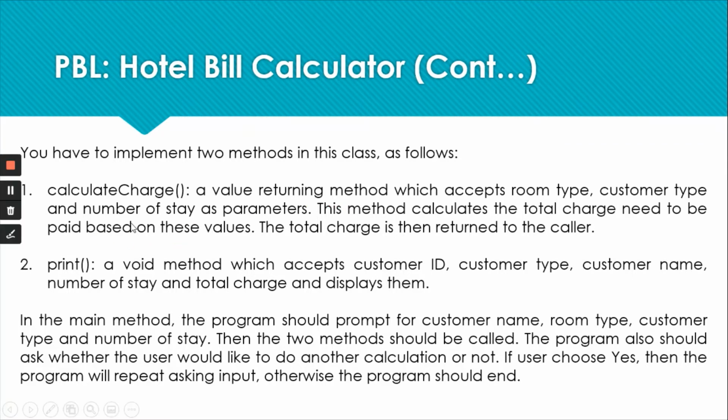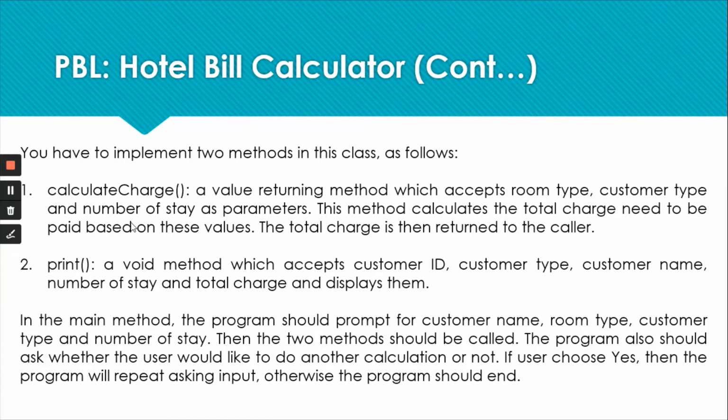After you have got the charge before discount, then you have to see whether the customer is a regular or golden, and based on that, you're going to calculate how much discount they get, and the total charge will be returned to the caller after the discount. Okay, that is for the calculateCharge method.